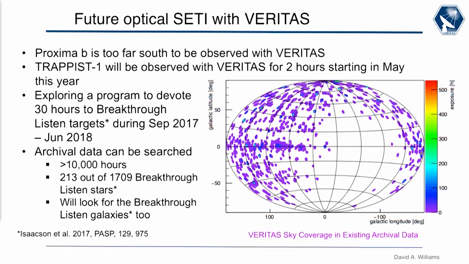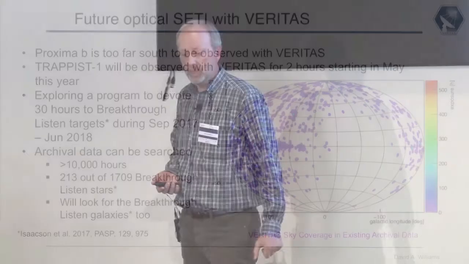So what's in the future for optical SETI with Veritas? Unfortunately, Proxima b is too far to the south to be observed in Veritas. Veritas is in southern Arizona, but TRAPPIST-1 is far enough north to be observed by Veritas, and is just coming out now from behind the sun, and we have plans to start observing it for about 2 hours starting in May. We're also exploring a program to devote 30 hours of Veritas observations during the next observing season from September of 2017 to June the following year to targets from the Breakthrough Listen list, the list that's published in the Isaacson et al. paper.